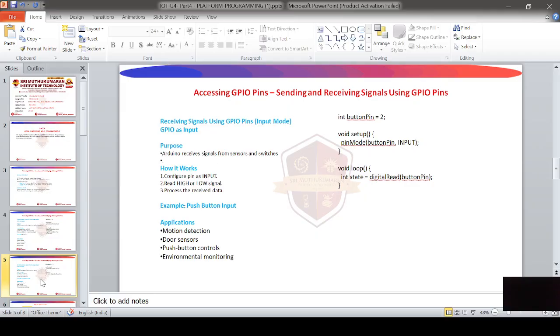Applications are motion detection, door sensors, push button controls, and environmental monitoring. These are the main applications of inputs.